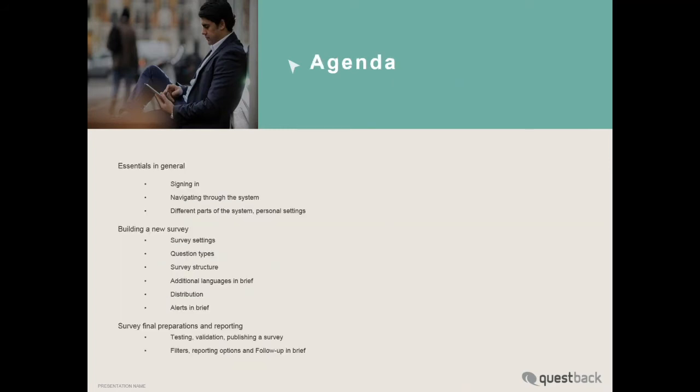About the agenda in a little bit more detail. So we're going to go through Essentials in general, from signing in, navigating different parts of the system and your own personal settings. And like I said, the majority of the time we're going to spend on building a new survey. So everything from survey settings, question types, to the survey structure, additional languages, distribution, and briefly alerts as well.